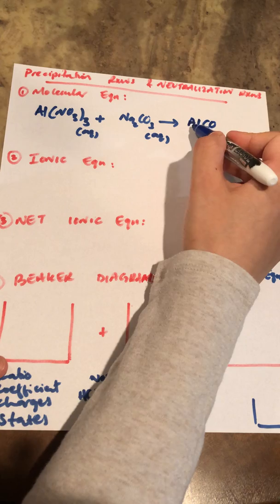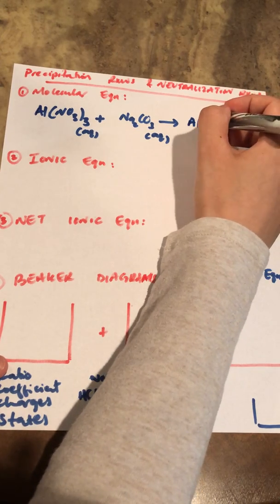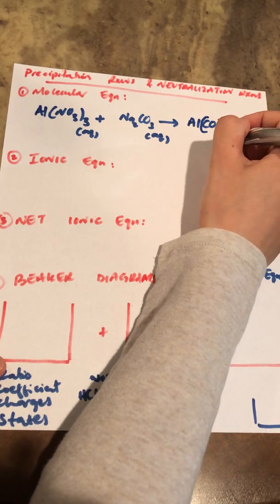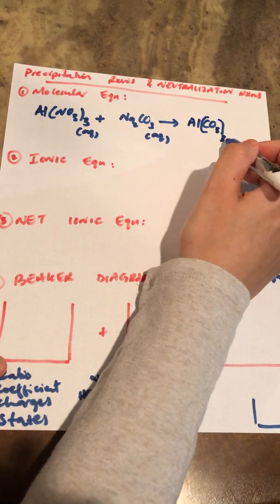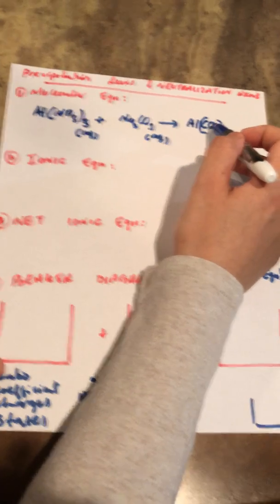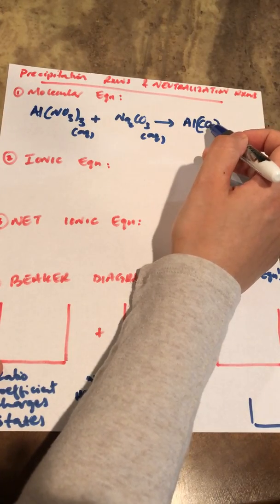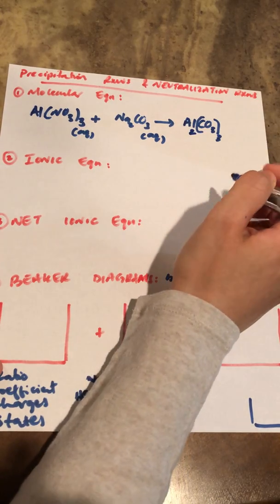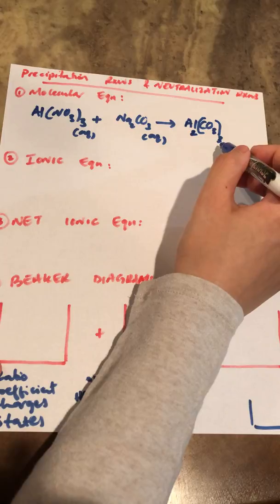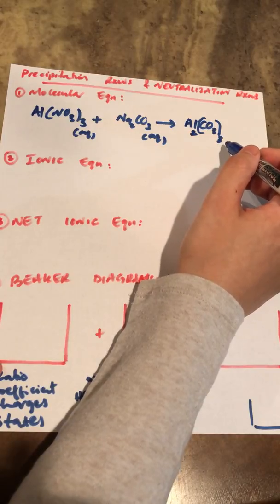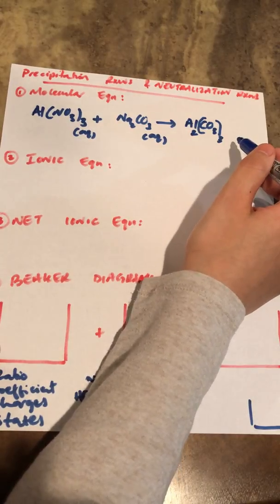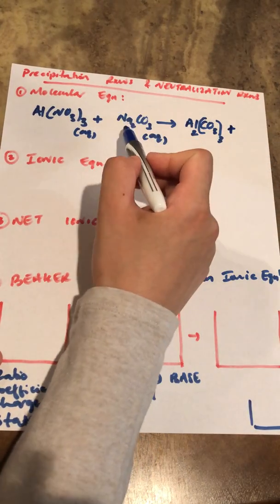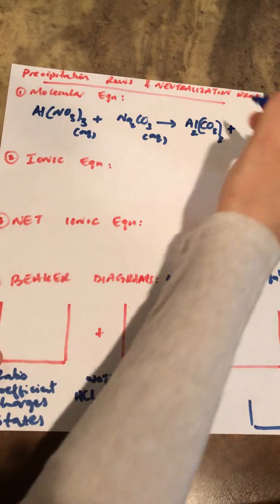Keep in mind, aluminum has a charge of +3. So we're going to put parentheses around the carbonate and give it a subscript of 3. And since carbonate has a charge of -2, we will give the aluminum a subscript of 2. Now, I'm going to wait a little bit to predict whether it's solid or aqueous, but let's come up with the second product. The second product is going to be sodium nitrate, okay?